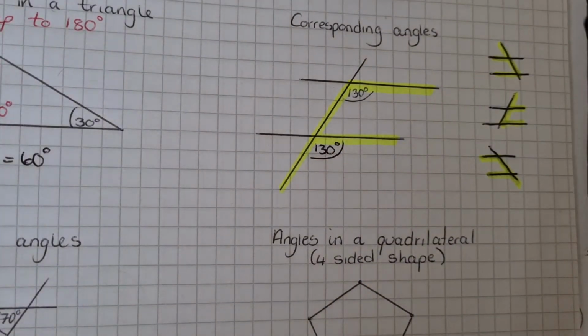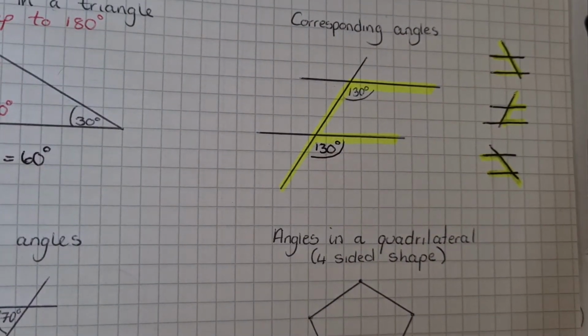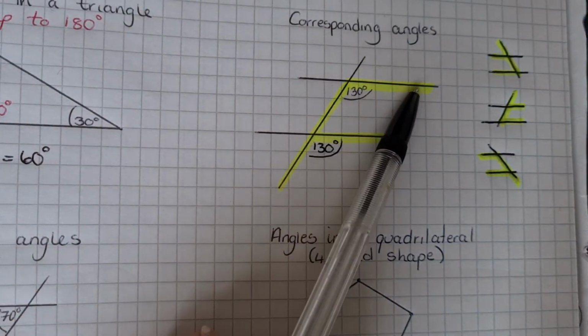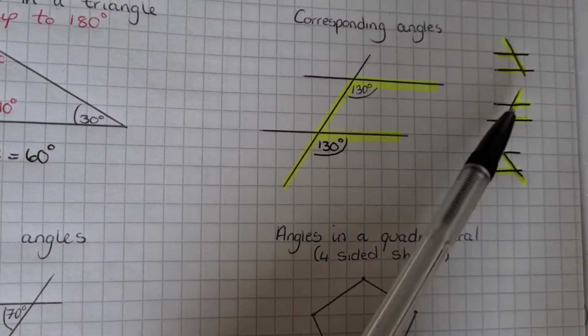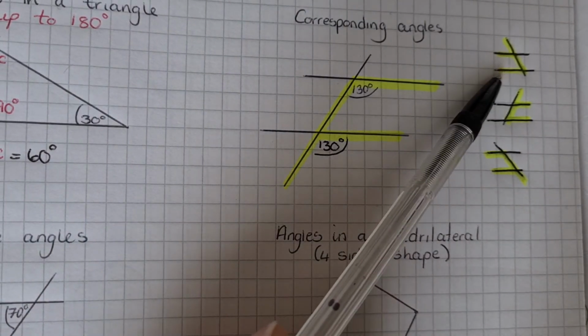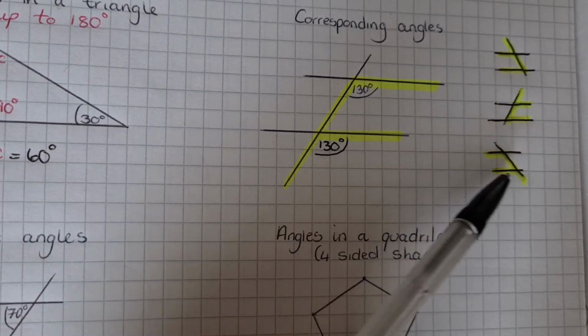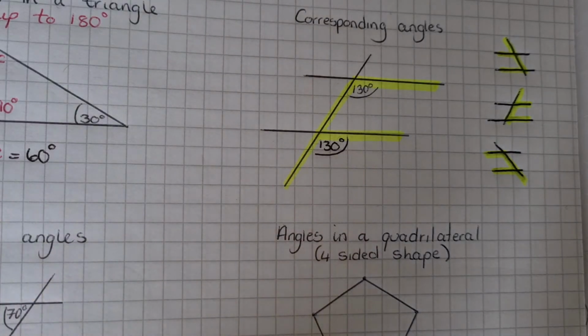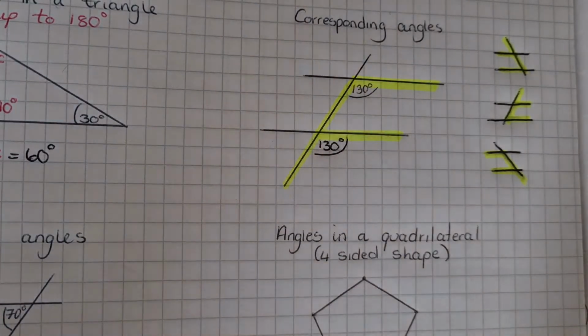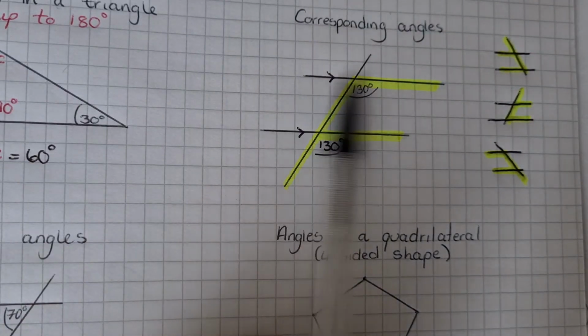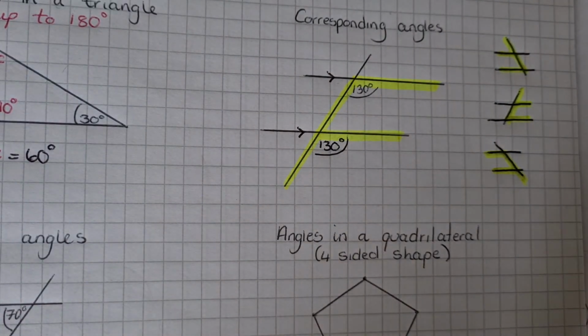When you're trying to identify corresponding angles, it's important to note that the F doesn't need to face the normal way an F faces. They can be back to front, they can be upside down, they can be a bit more squint than a normal F would be, as long as they're made with two parallel lines. So this line and this line must be parallel for you to have corresponding angles.